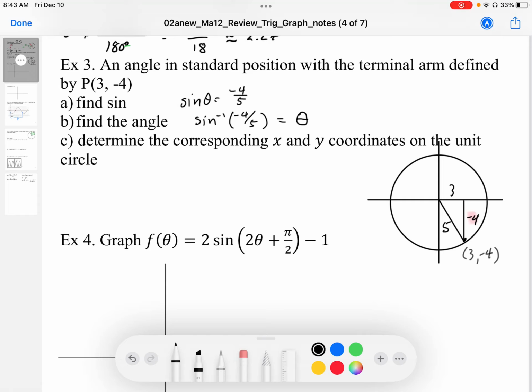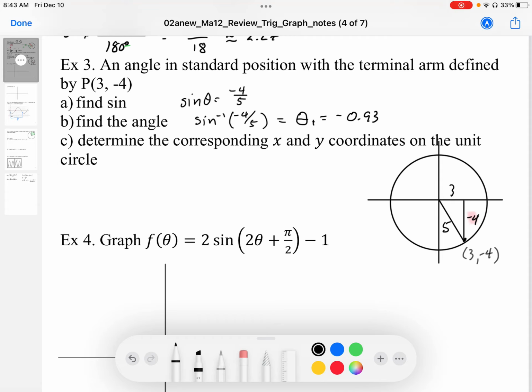-53.13 degrees. Converting that to radians, I'm going to do this in radians as well. So in radians, it was -0.927. So I'm going to round that to -0.93. So theta 1 is equal to -0.93 radians. Now, this is not necessarily the correct angle.